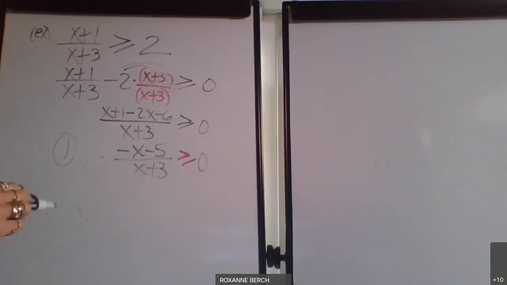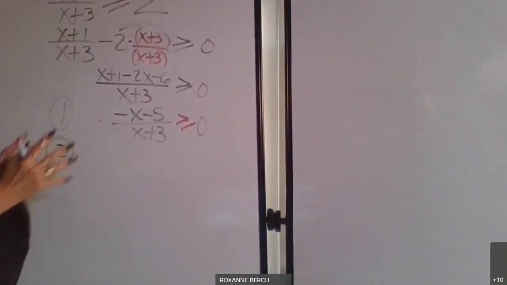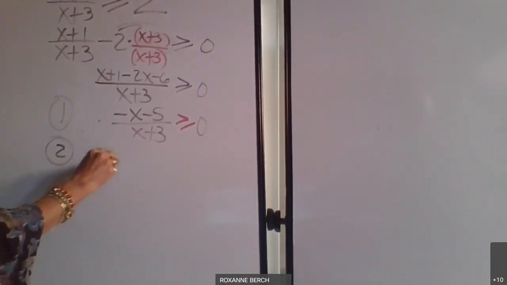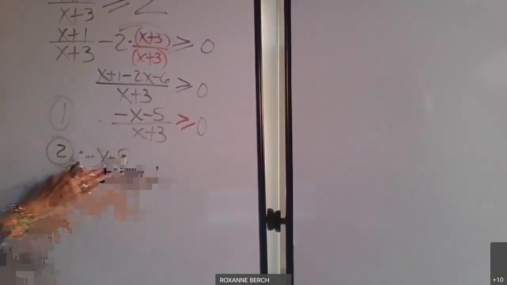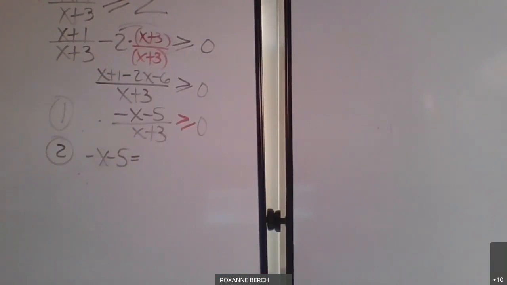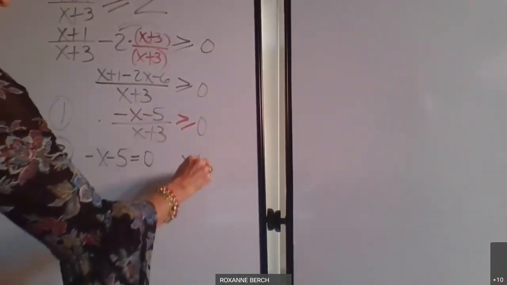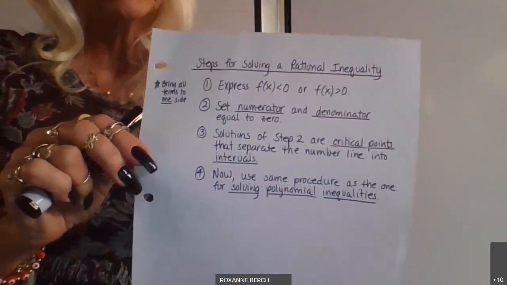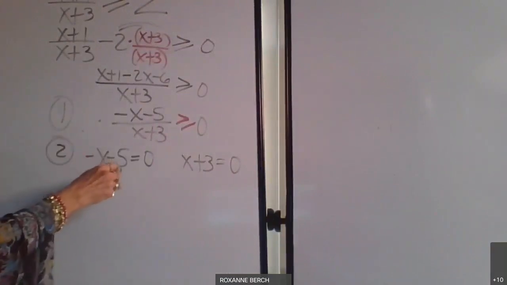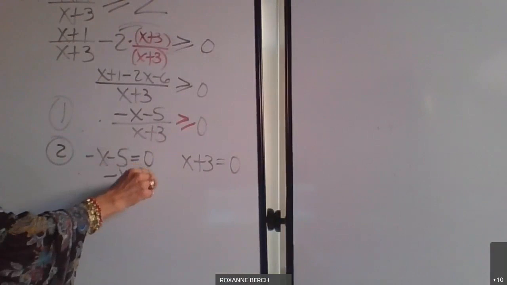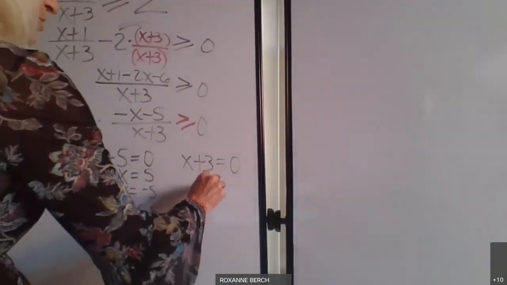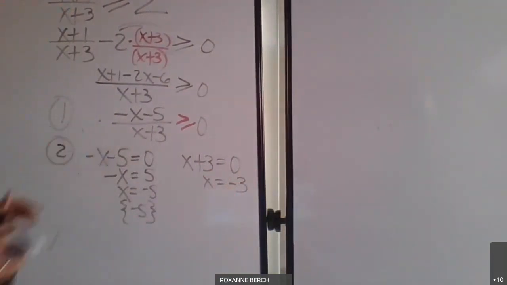So remember what we're doing on number 2? We're going to get the x-intercepts and the vertical asymptotes. So now the numerator is negative x minus 5, equals 0, and x plus 3 equals 0. So we're setting the numerator and the denominator equal to 0, number 2. We're going to solve them. When you add 5, you get negative x is equal to 5, so x is equal to negative 5. That right there is an x-intercept. When you subtract 3, you get a vertical asymptote. And these guys are critical points.